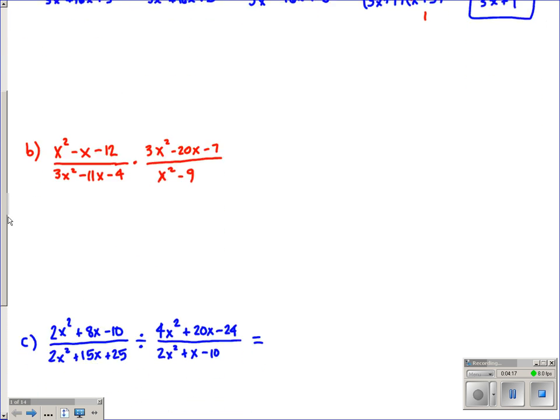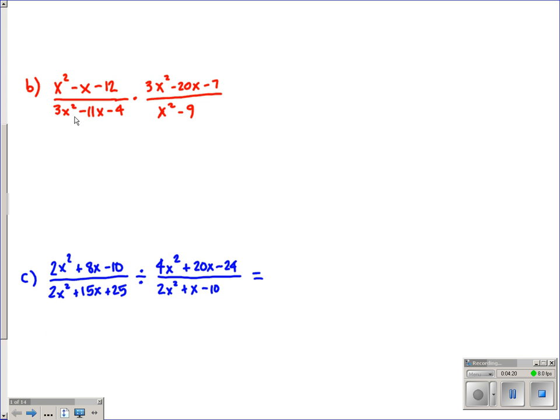Now let's look at B. x squared minus x minus 12 over 3x squared minus 11x minus 4, times 3x squared minus 20x minus 7 over x squared minus 9. Whenever you get something that has a bunch of trinomials in it and you're asked to simplify, you're always going to want to try to factor everything first. So I'm going to go ahead and factor my expressions here. My first numerator, x squared minus x minus 12, should factor into x minus 4 and x plus 3.